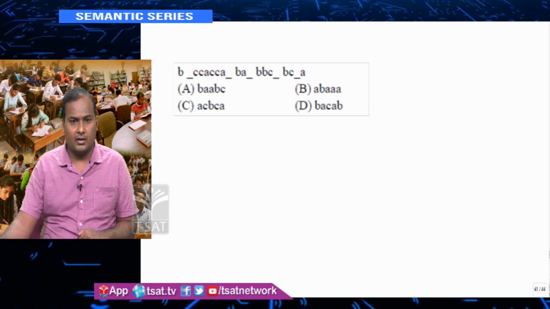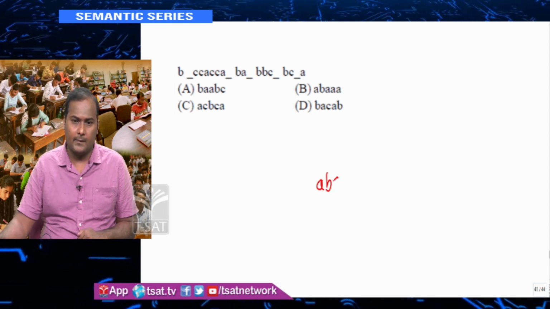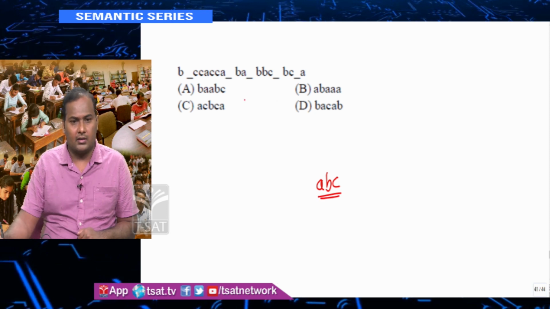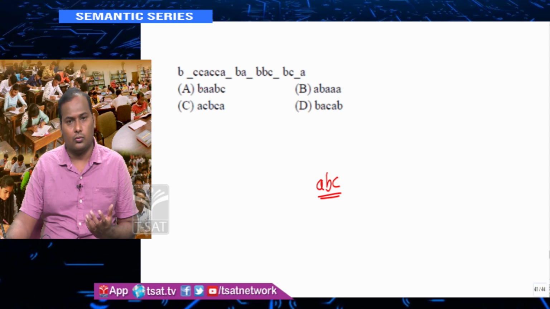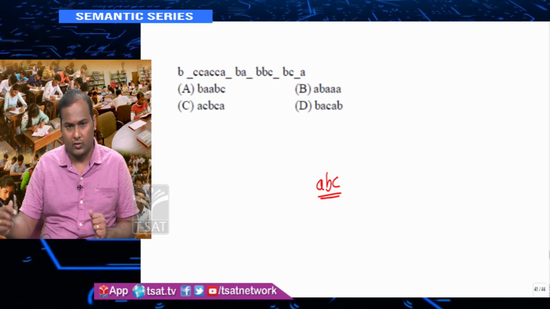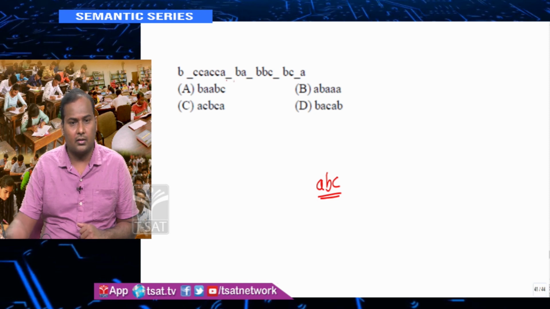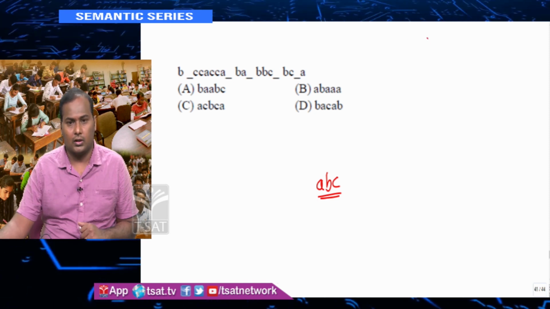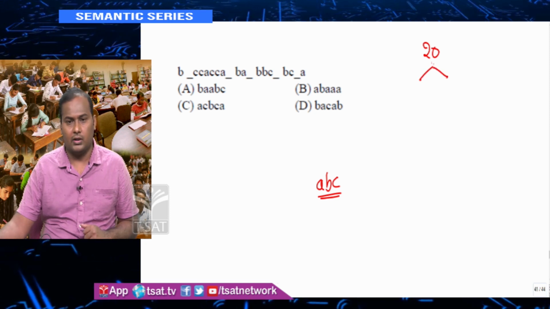But generally, I said that if you see the letters here, there are three types of letters, that is A, B, and C. When there are three types of letters, I will try to divide and check for the common. So now see here, how many letters are there in total? Count it. Total 20 letters are there. So how can I divide these 20 letters?